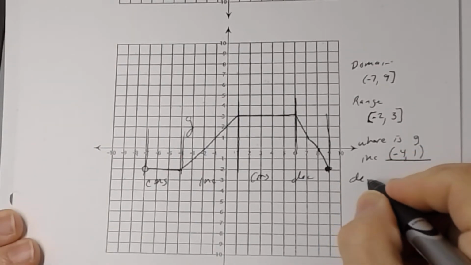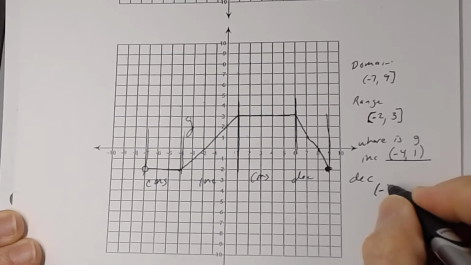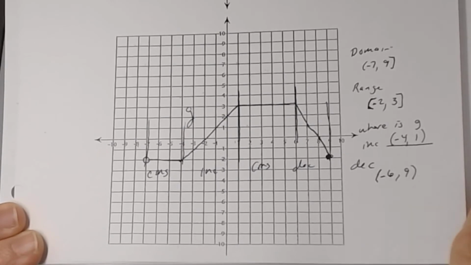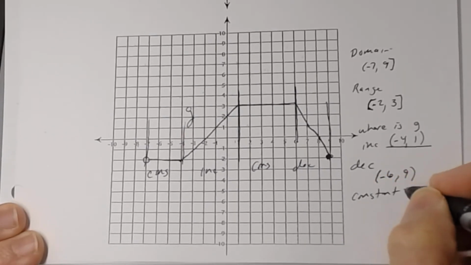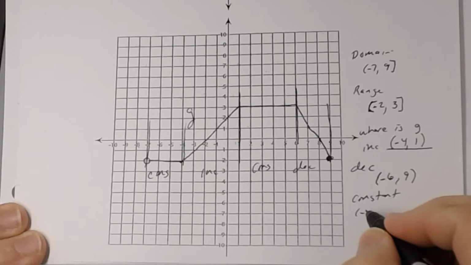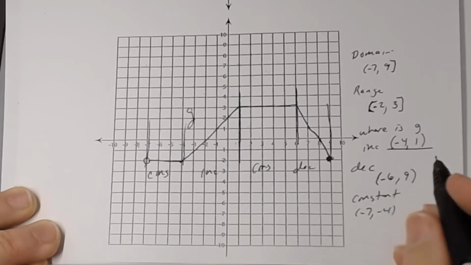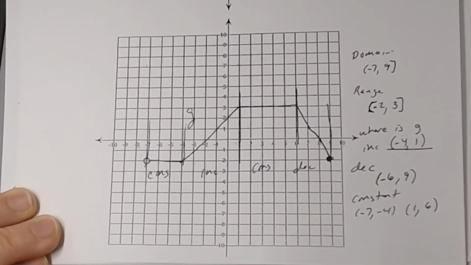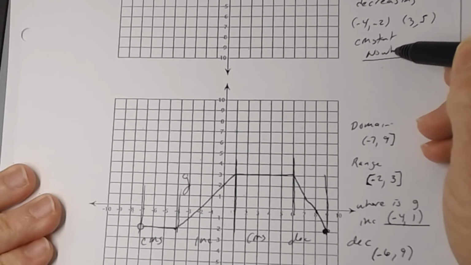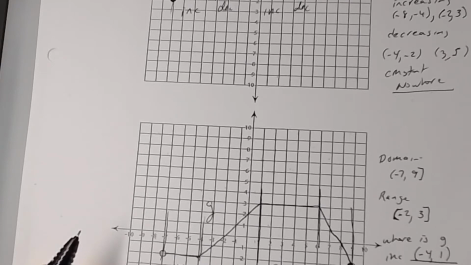And then it's decreasing from +6 to +9. And then it's constant in 2 intervals. So it's constant from -7 to -4. And it's also constant from 1 to 6. All right. Now, if I had asked you over here, where's it constant? If you were asked that and there wasn't anywhere, you would just say nowhere, right? So you'd say nowhere. If we wrote NA, I prefer you say nowhere.